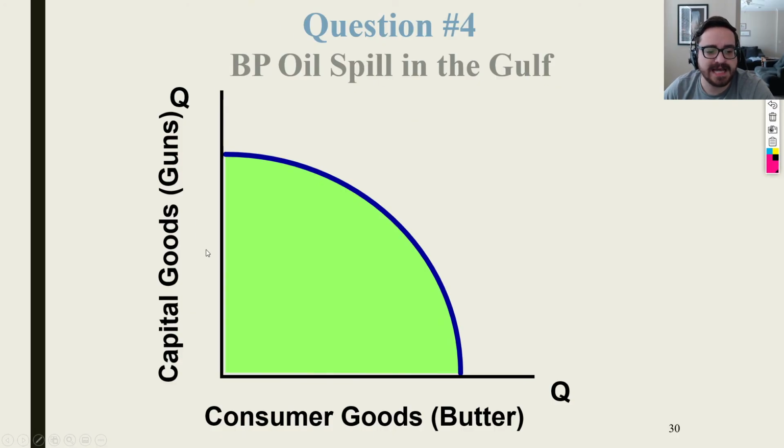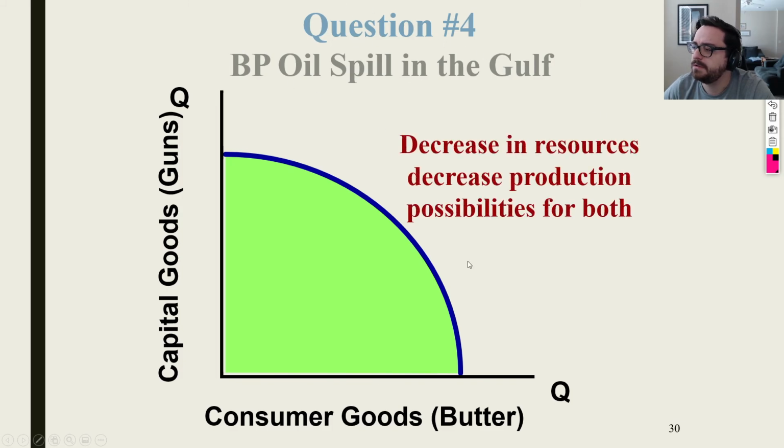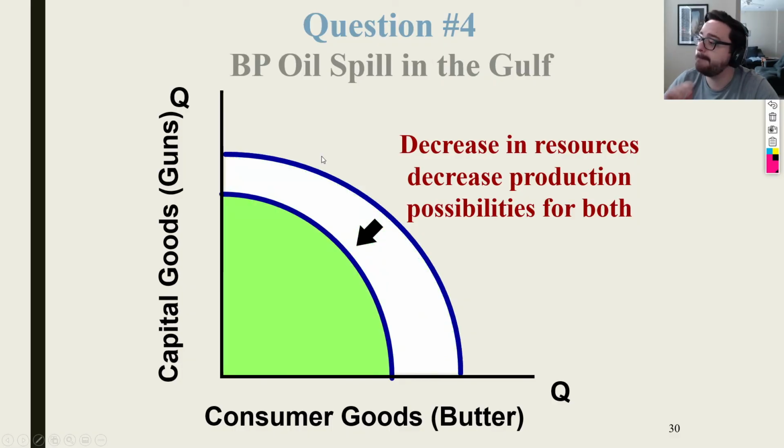Okay, capital goods, consumer goods. Oil spill in the Gulf. What does that do? What is oil? Well, oil is a resource, and oil is used in the production of a bunch of things because of shipping costs. This would actually shift down both things.